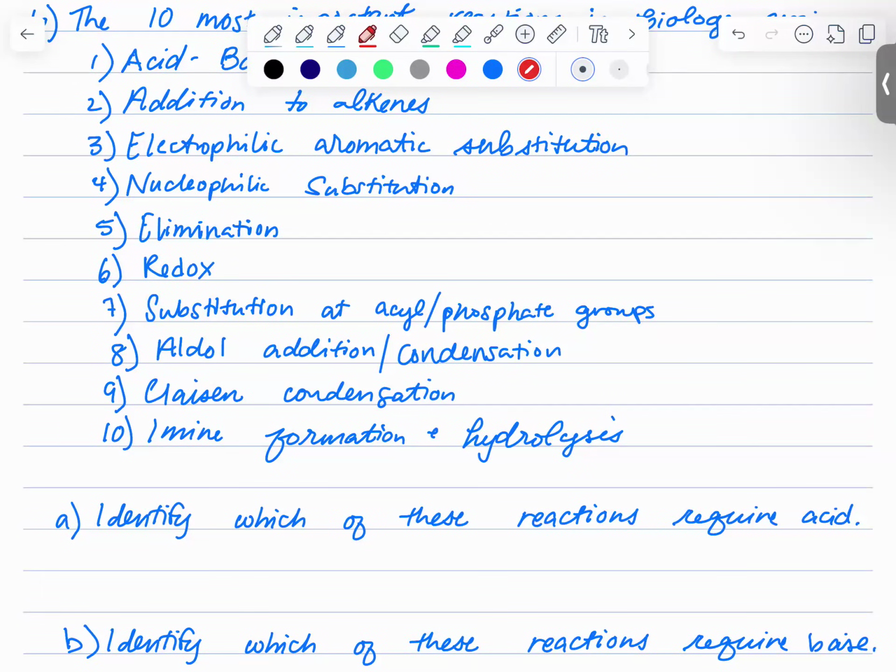Can anyone name one? Amine hydrolysis is one of them. There's another one that I'm looking for. Transamination. In both of these, we have a catalytic acid. When I say catalytic, what does that mean?